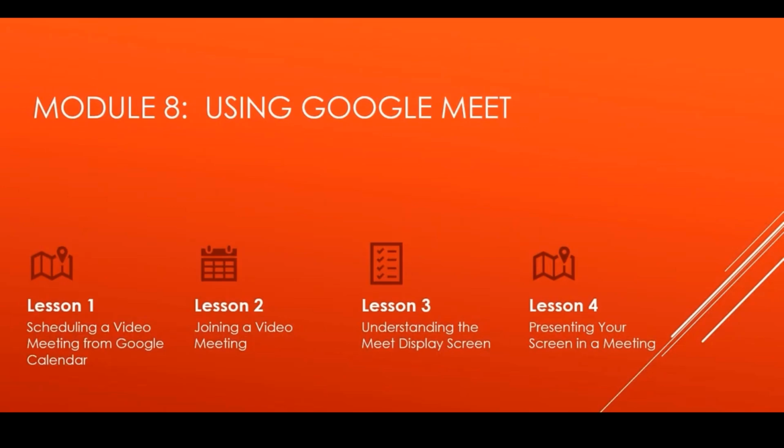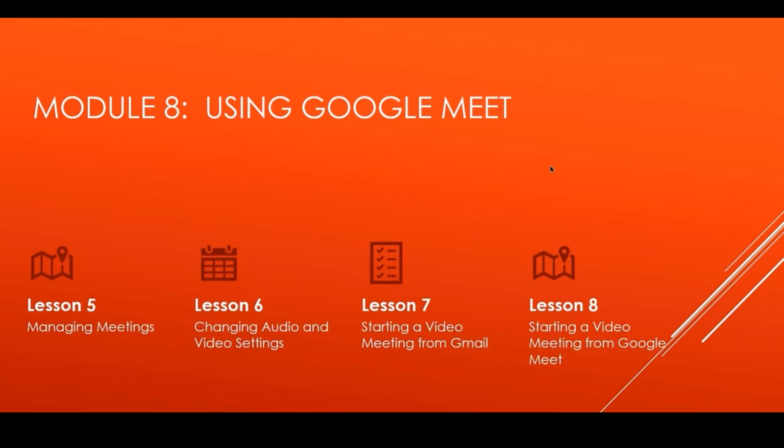In this 8th and final module, we began using Google Meet. We started by scheduling a video meeting from Google Calendar, and then you learned how to join a video meeting from Google Calendar as well as from an invitee's email. We went over the Meet display screen, and you learned how to present your screen in a meeting. We went on to managing meetings, looking at all the other options that we have available. You learned how to change your audio and video settings. And then we moved on to linking Meet with Gmail and starting a video meeting from Gmail.